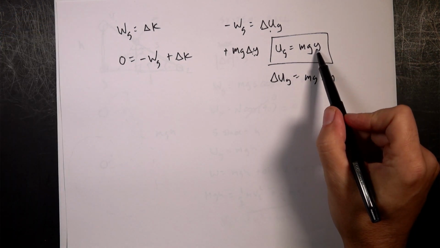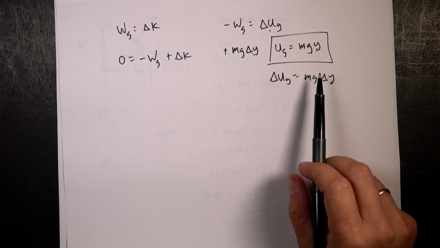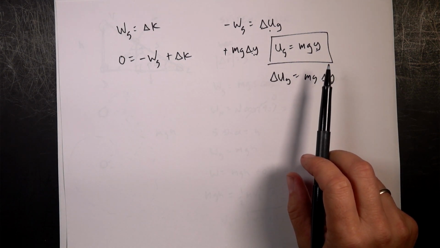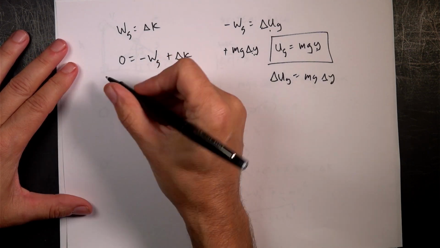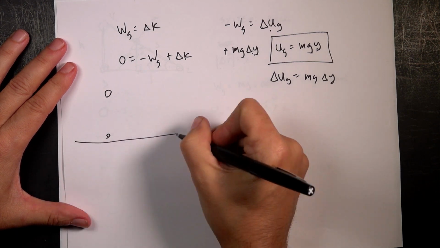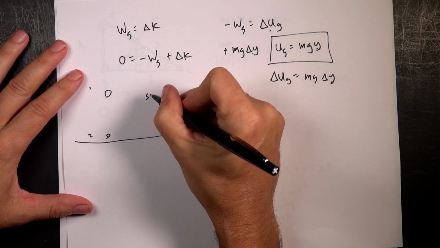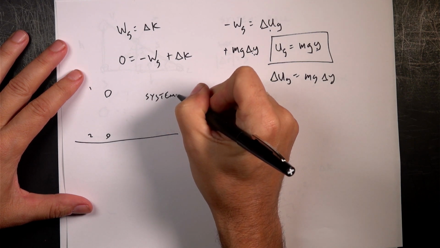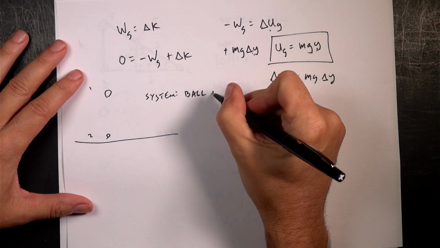This is meaningless. You're never going to see just gravitational potential energy. It's always a change. And so that means that when you do a work energy problem, let's do that same problem one more time. Here's the ball falling. This is position 1 and position 2. I can say my system is now the ball plus the earth.